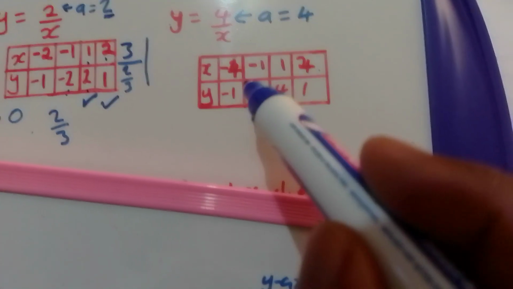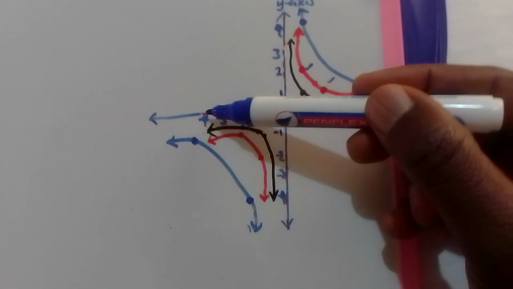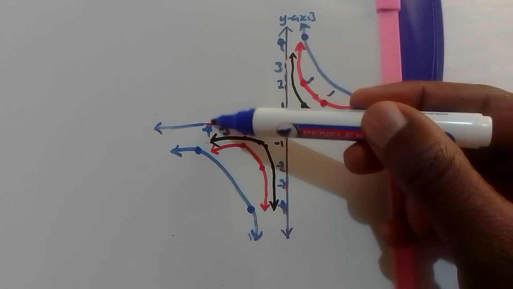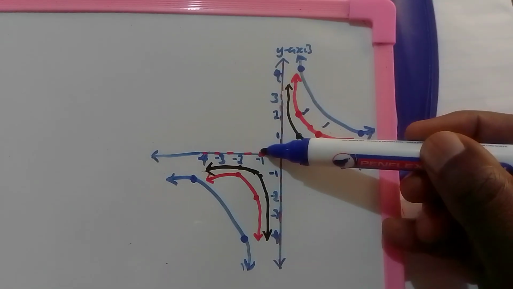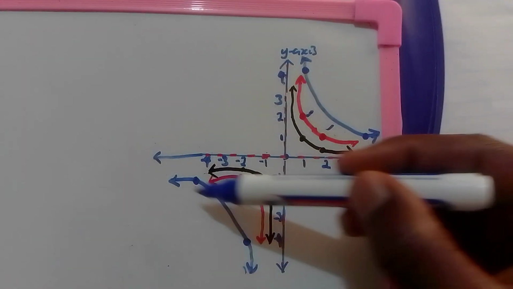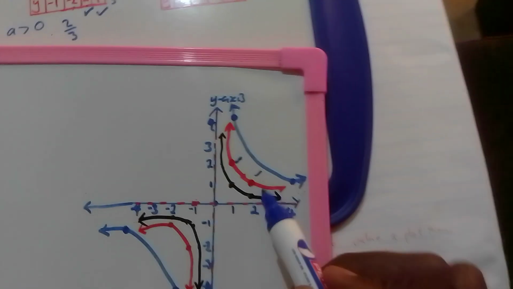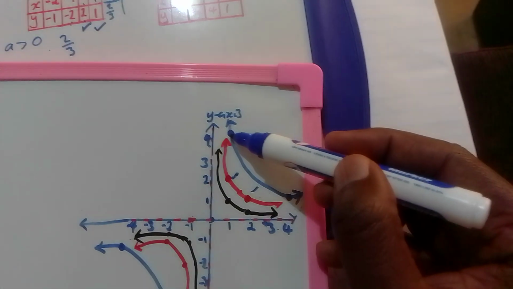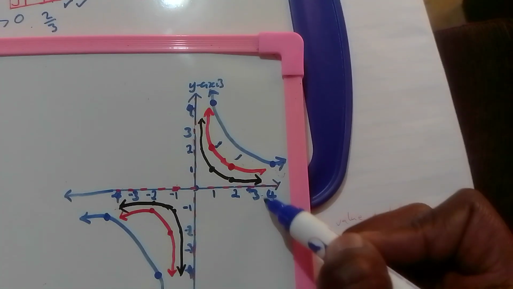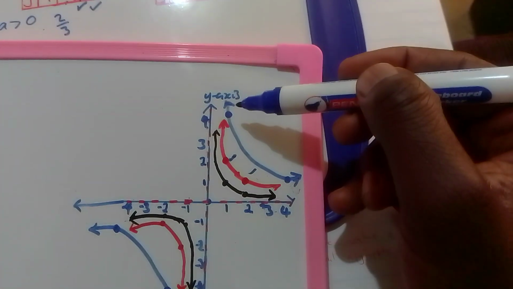Our values are decreasing. So if we come to the graph where we start at negative 4 and negative 1, here is negative 4 here. When our x is negative 4, our y is negative 1. When our x is negative 1, our y is negative 4. So it is decreasing, right? It is decreasing in this third quadrant. And then when our x is positive 1, our y is positive 4. And when our x is positive 4, our y is what? Positive 1. So it is decreasing, right?